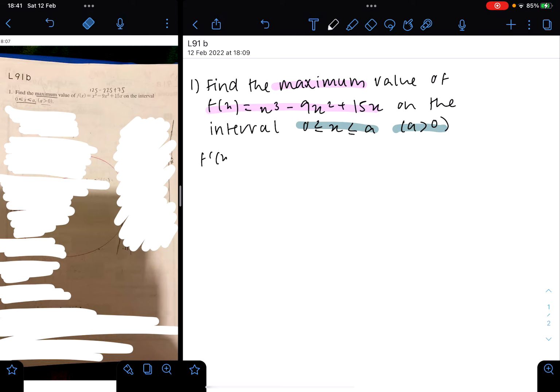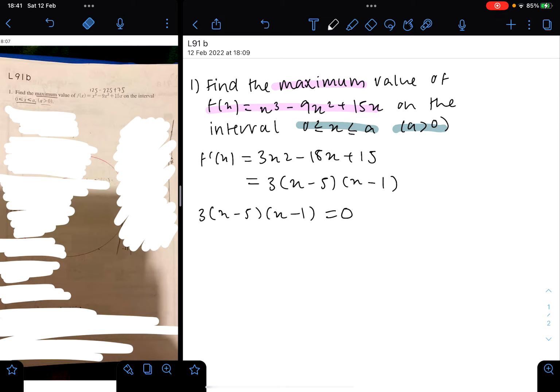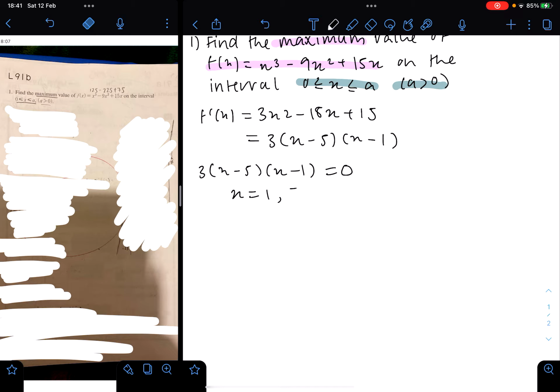So differentiating f of x gives us 3x squared minus 18x plus 15. If we factorize that, we get 3(x minus 5)(x minus 1). If we want to find the stationary points, we're going to set that to 0, so find out where the gradient is 0. We get x equals 1 and x equals 5 from here.